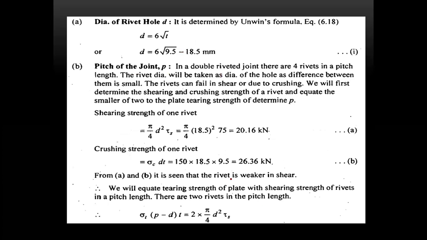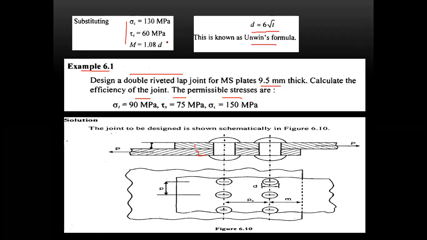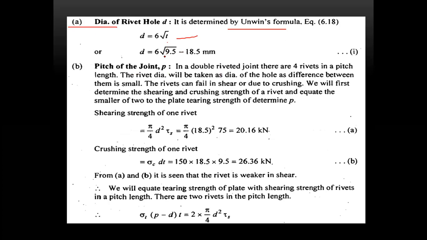Now start doing the first concept. What is the first one? Diameter of the rivet hole. First you have to find, design the hole. Now by using Unwin's formula, d is equal to 6 into root t. We know the thickness. What did the question give? Only the thickness is given, and the parameter values, the stresses.